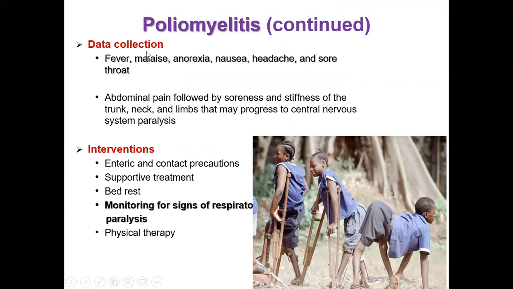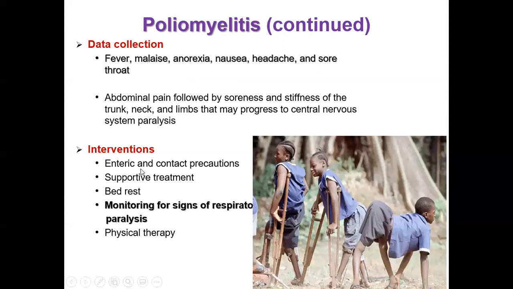So what is the presentation? Key symptoms: the patient develops fever, malaise, anorexia, nausea, headache, and so forth. Because of the polio vaccine, poliomyelitis is almost eradicated from the world. It is very good news for us. Abdominal pain followed by soreness and stiffness of the tongue, neck, and limbs may progress to central nervous system paralysis. In this picture, an unfortunate boy developed paralysis because of the central nervous system involvement.